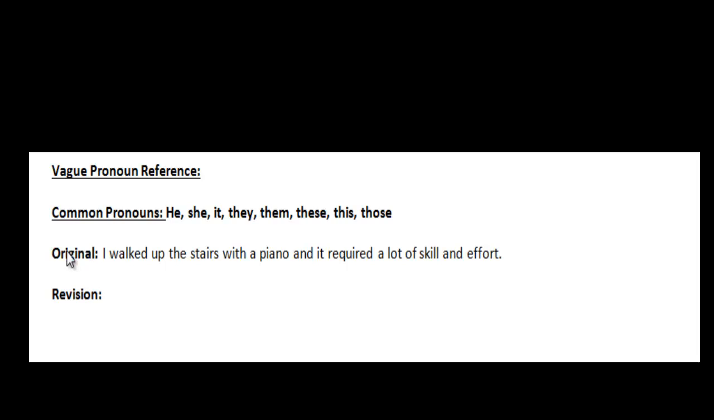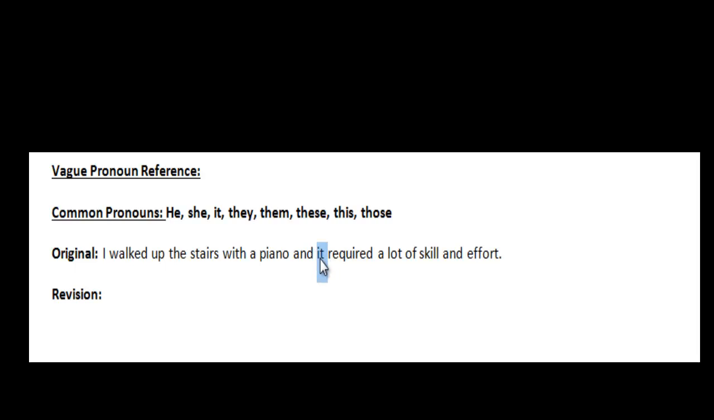So if we look at an original sample from a piece of student work, we will try to spot the vague pronoun and then revise the sentence to eliminate it. So here's the original. I walked up the stairs with a piano, and it required a lot of skill and effort. Well, we should be able to spot the vague pronoun pretty quickly, and if we circle back and look at this word it, we will start to notice that there's an issue here.